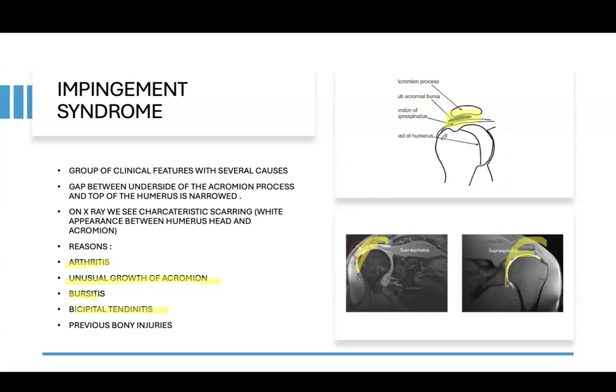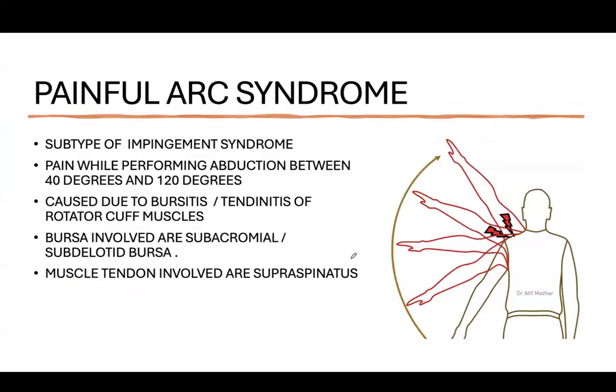Again, as I said, if the bicep is degraded or inflamed, it could also cause this area to be very narrow, and then the supraspinatus tendon would be affected. And then previous bony injuries, which would cause calcification and healing mechanisms that would compress the supraspinatus tendon. So you would have this kind of characteristic X-ray. And then painful arc syndrome is a subtype of the impingement syndrome. It's when you have a painful rotation, painful abduction between 40 degrees and 120 degrees.